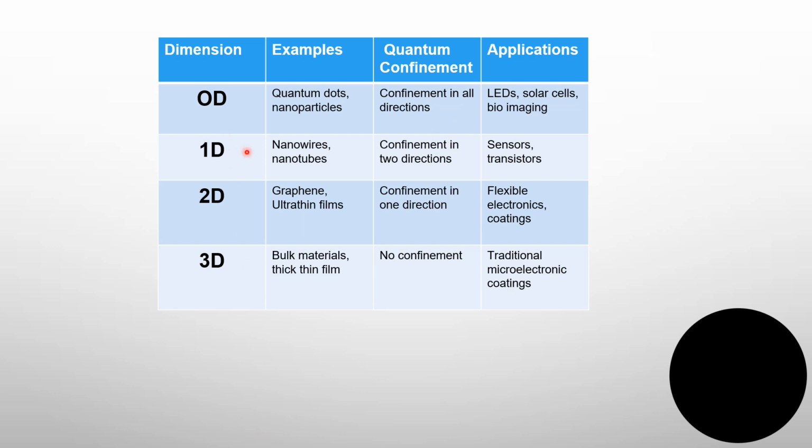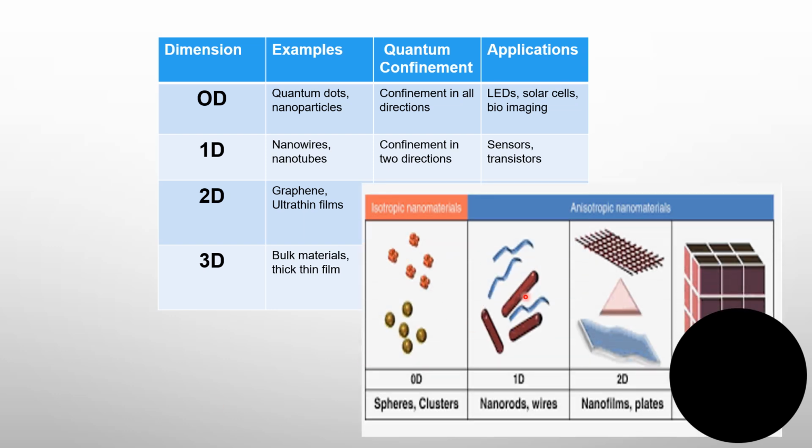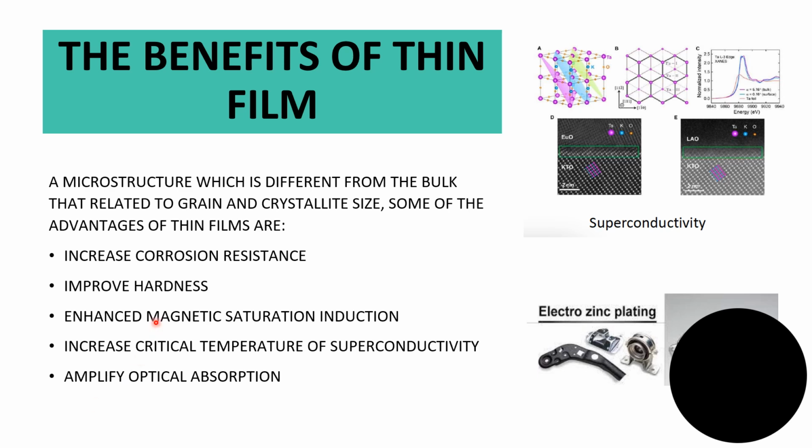So based on this understanding of confinement space, 0D, for example dots, like in the previous lecture, has applications in LEDs, solar cells, and bioimaging. The confinement is in all directions. Whereas 1D is nanowires, where the confinement will be in two directions. For 2D, the confinement will be in one direction, and 3D has no confinement at all. So these are the examples of 0D and also 3D, which are isotropic nanomaterials and anisotropic nanomaterials.